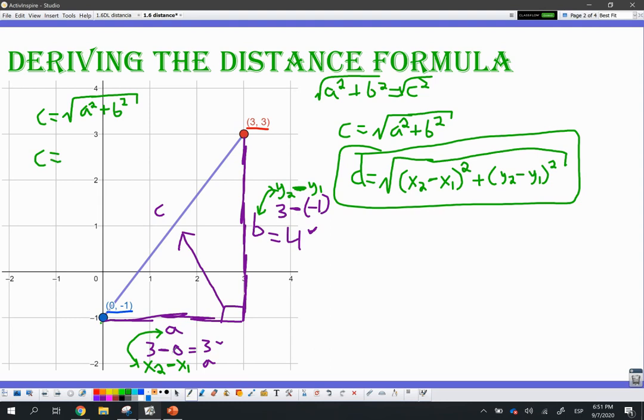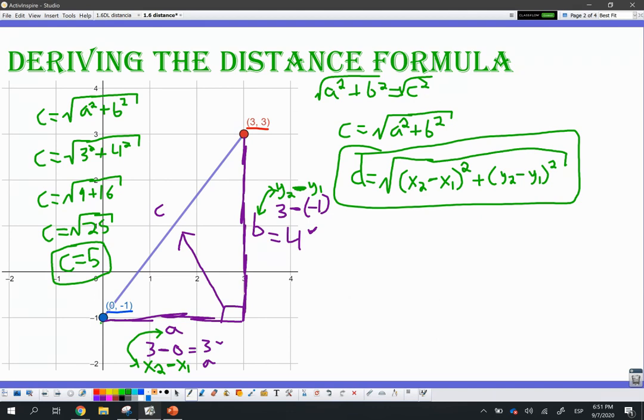Now I already know that a was 3, right? Because we counted that. We get 3 squared. And then b was 4, so we get 4 squared. And so c equals square root of 3 squared, 9, plus 4 squared, 16, which ends up being 25. Square root of 25, and the square root of 25 is 5. So this is the answer we get from our Pythagorean theorem.